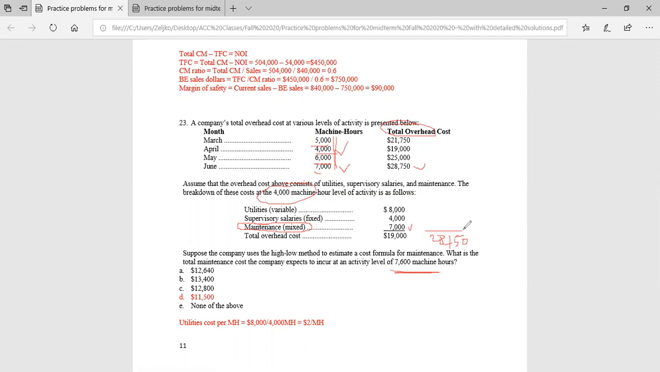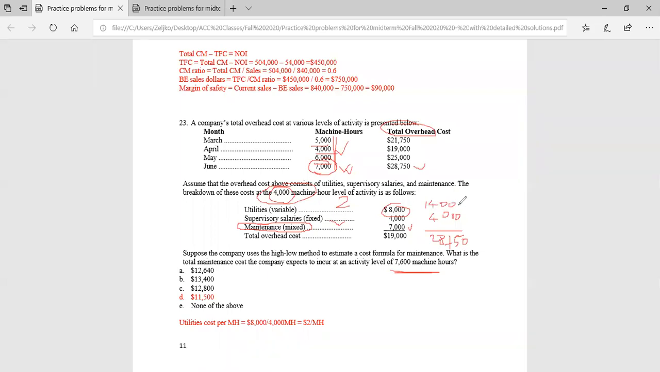Another piece of information is that we have the fixed cost salary here, so we will put 4,000 because it's fixed. It will stay the same. Now, what are the utilities? They are variable. So how much are they per unit? Well, 8,000 is total, 4,000 machine hours, so that's $2 per unit. If it's $2 per unit, then times 7,000 here, it will be $14,000.